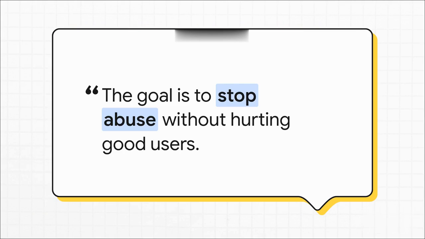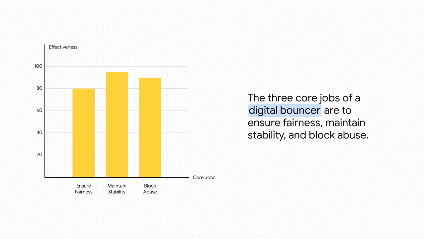And this right here is the golden rule. It is all about finding that perfect balance. You've got to be strict enough to block the bad actors and stop the system from falling over, but you also have to be flexible enough that you don't accidentally kick out your real paying customers. It's a really delicate dance. So this digital bouncer of ours really has three core jobs. First up, ensure fairness. Give the real users a fighting chance. Second, maintain stability, which is just a fancy way of saying don't let the servers catch on fire. And third, and maybe most importantly, block abuse. Stop those bots and any other shady stuff in its tracks.